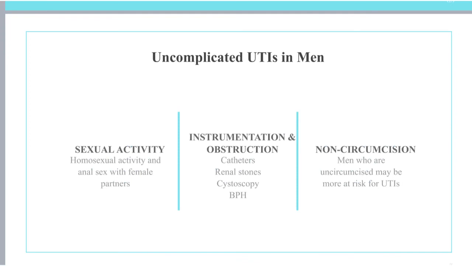Some of the things that can complicate UTIs in men are listed here. Homosexual activity or anal sex with female partners can put men more at risk for complicated UTIs. Any kind of instrumentation or obstruction, like catheters or kidney stones, can cause UTI in men, and then men who are uncircumcised just tend to be more at risk for UTIs in general.